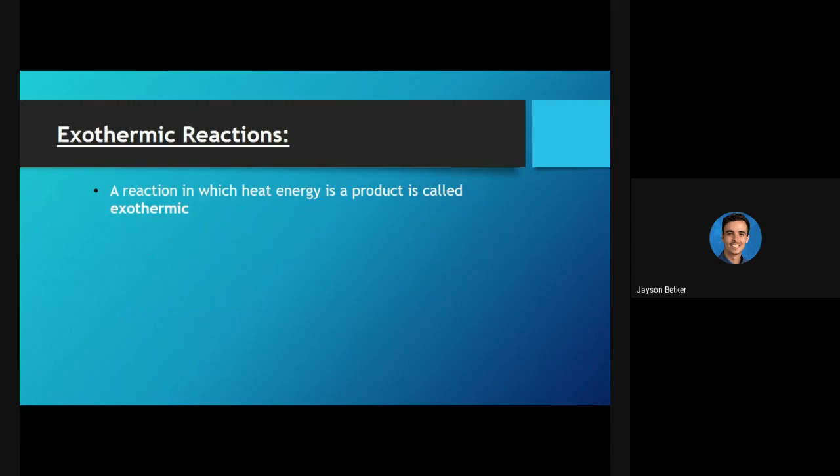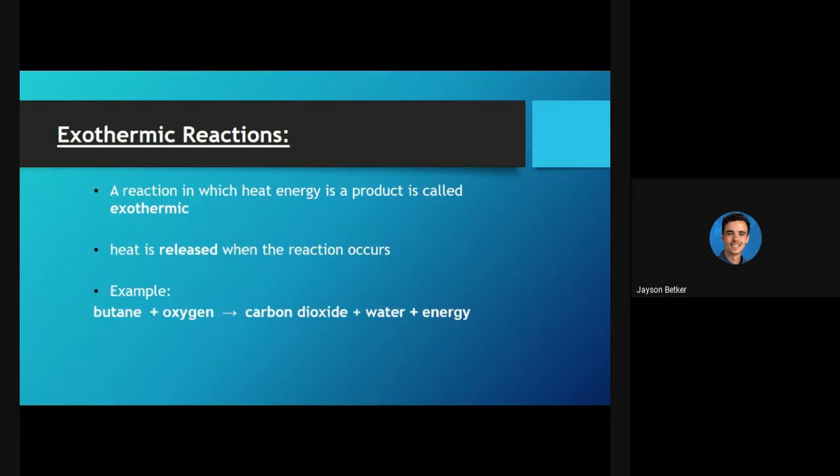An exothermic reaction is a reaction in which heat energy is a product. So when heat is produced in the reaction, that is called exothermic. Heat is released as the reaction occurs. An example of this would be butane reacting with oxygen, and that produces 2 products that we always see in combustion reactions, carbon dioxide and water. But then there's this very important last piece right here, and it's the fact that it also produces energy.